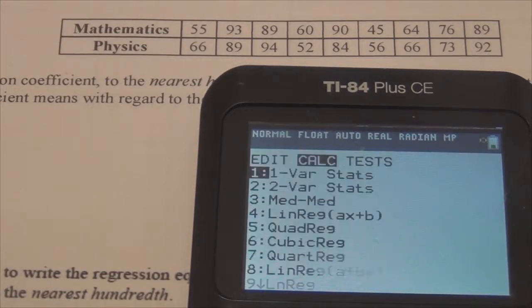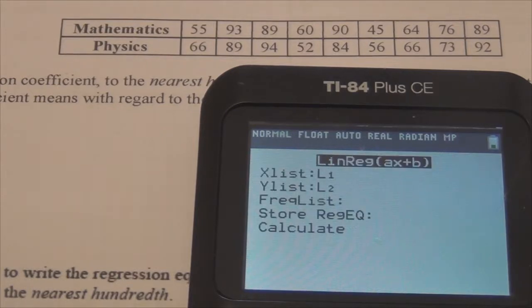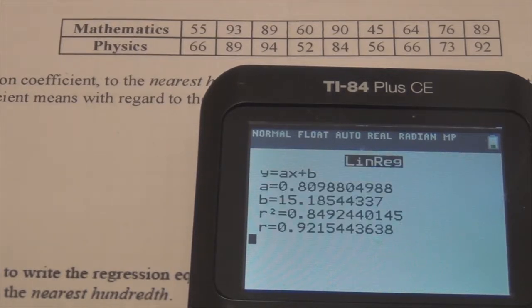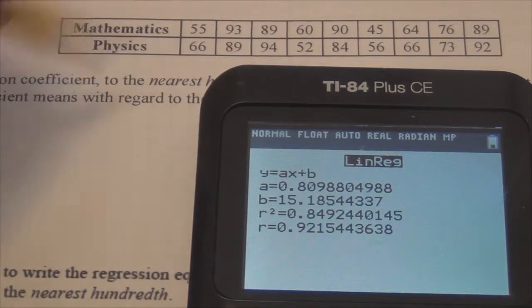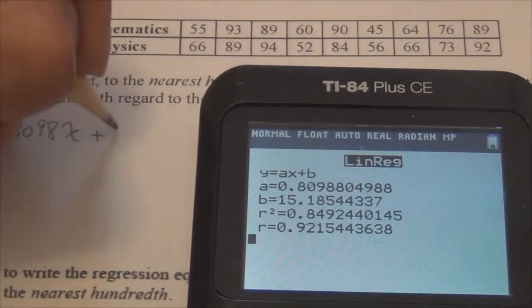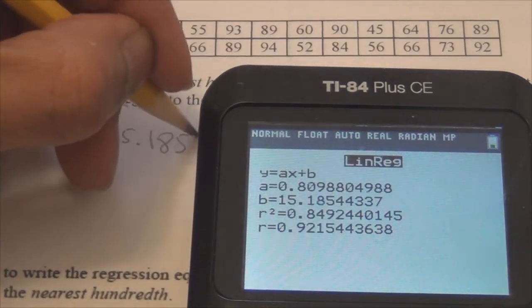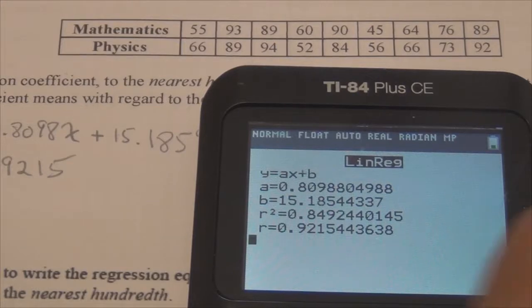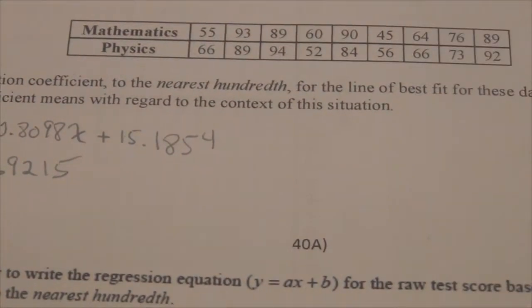So now we're gonna go to stat. We're gonna calculate the linear regression. At this point, you should understand what I'm talking about. All right, I'm gonna store it just for fun. Okay, so that's my linear regression. So we're gonna do y equals 0.8098x plus 15.185. R is 0.9215, just for the sake of having the information. And now let's see what they were asking, because I forgot about it.